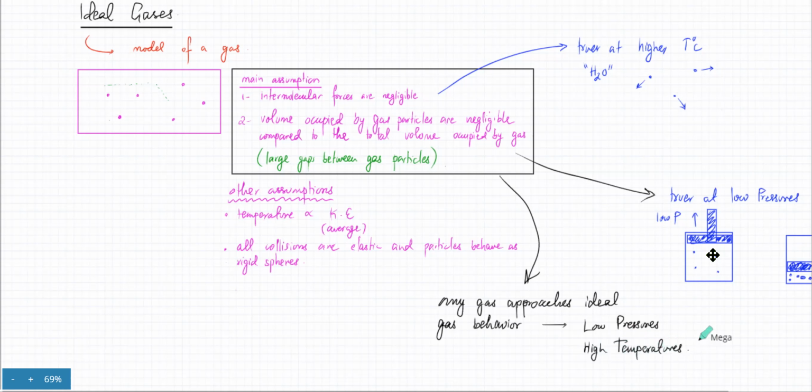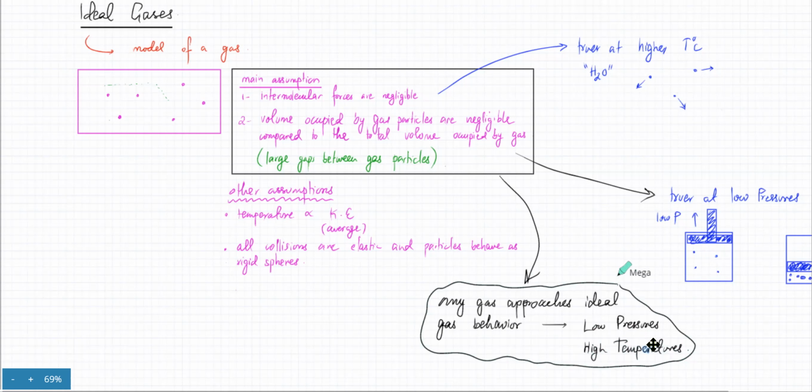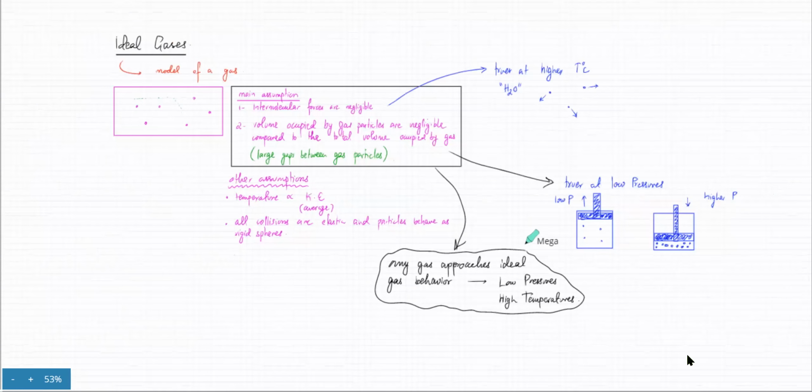So these are the two reasons, and you will be asked about these two conditions. Any substance probably behaves as a gas if the pressure is kept low and the temperature is kept very high. Take the example of water. If you keep the pressure really low and the temperature really high, it's going to behave as a gas. So these are the two main assumptions.